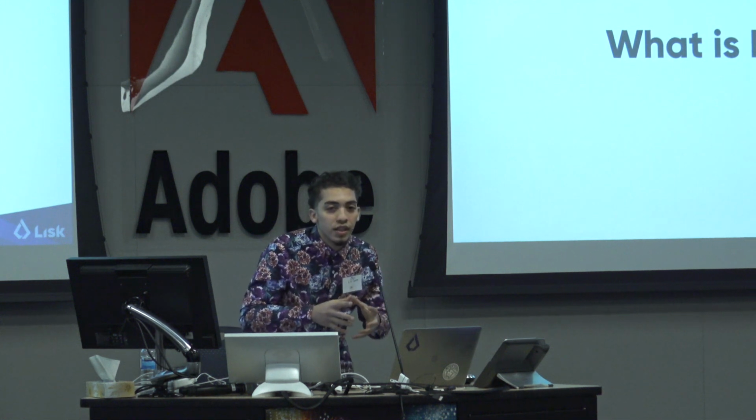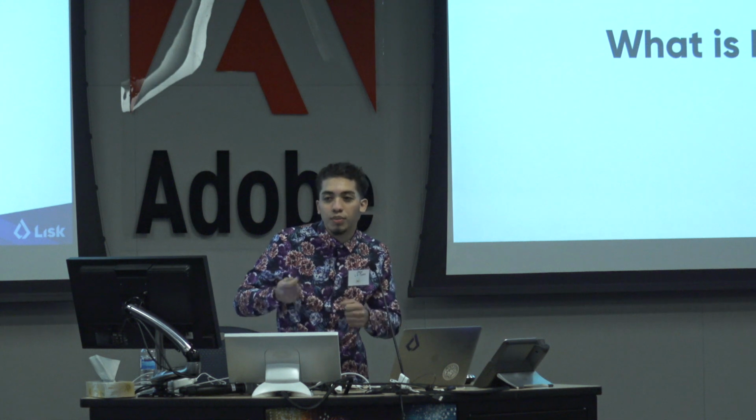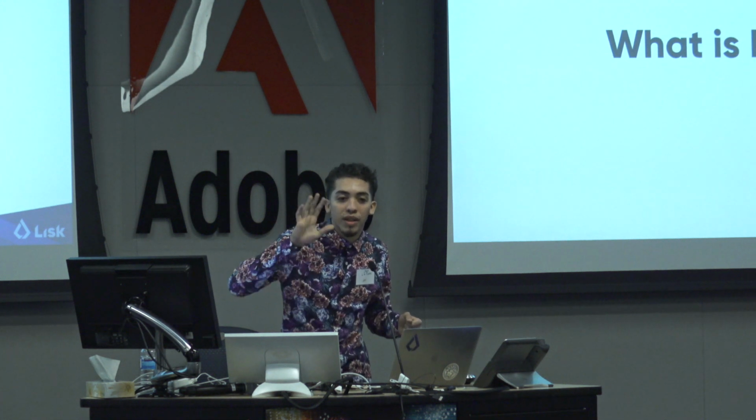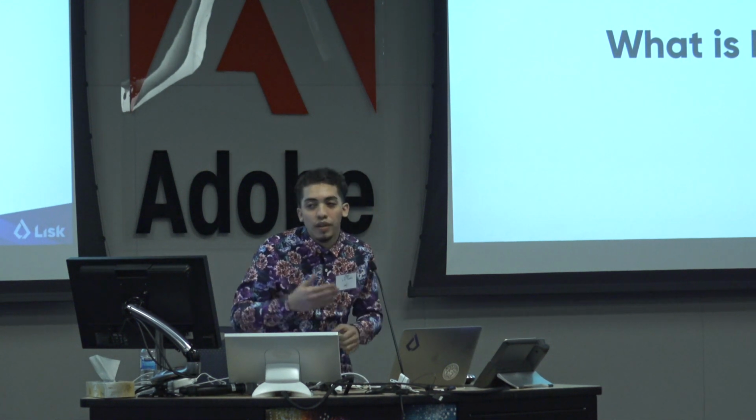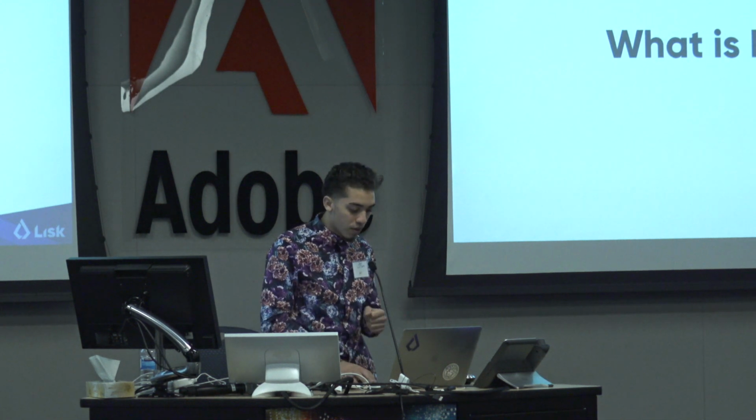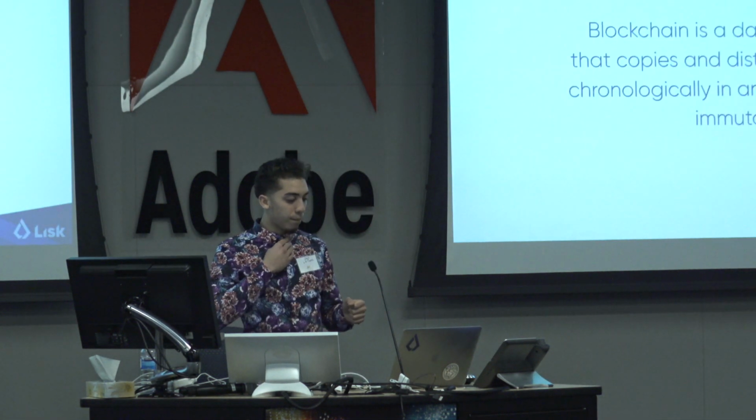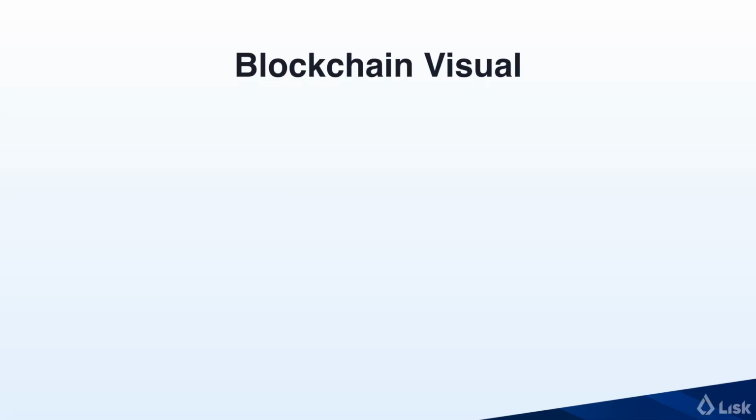Blockchain is simply a technology that's infrastructured to host protocols like Bitcoin, and Bitcoin is the protocol or platform application built using that technology to create the first use case of a decentralized cryptocurrency and a decentralized monetary system. To put it simply, blockchain is a database, a digital ledger that copies and distributes data publicly and chronologically in an unbreakable, secure, and immutable manner. That's the entire idea of blockchain in one simple sentence.